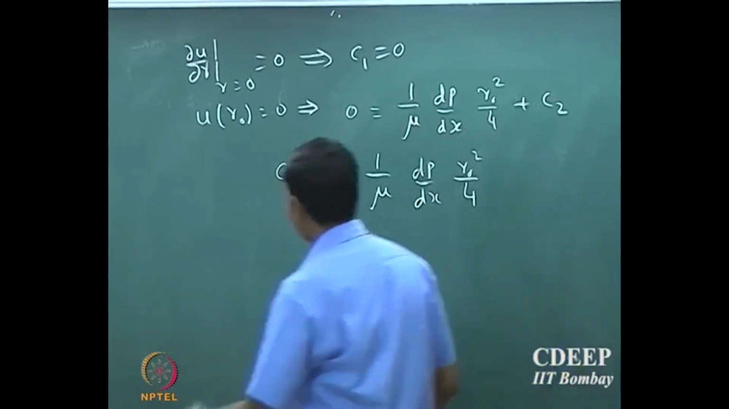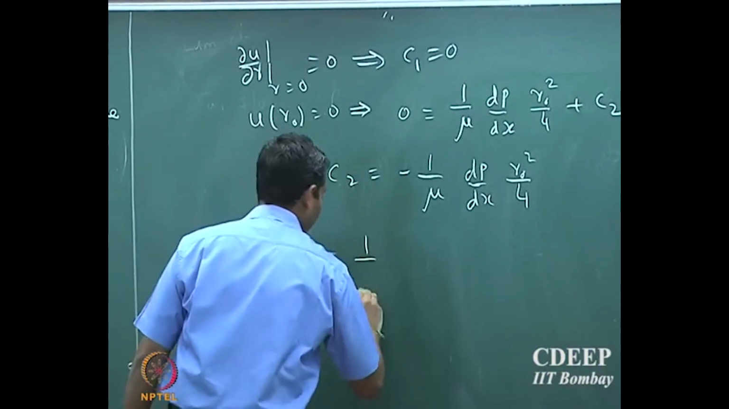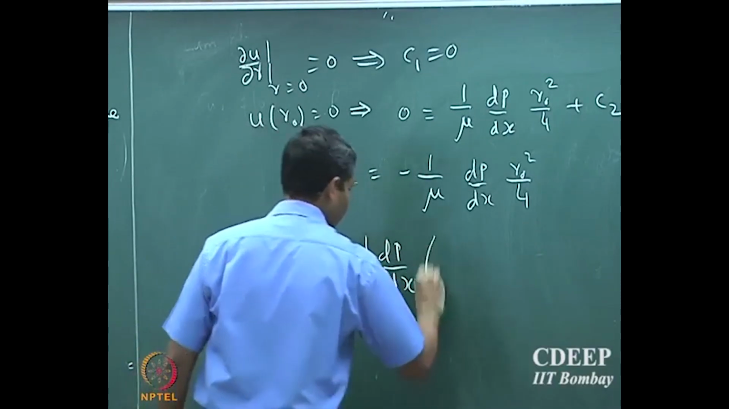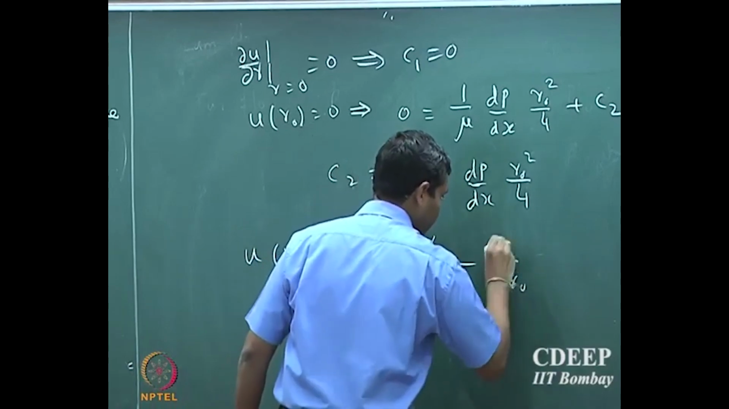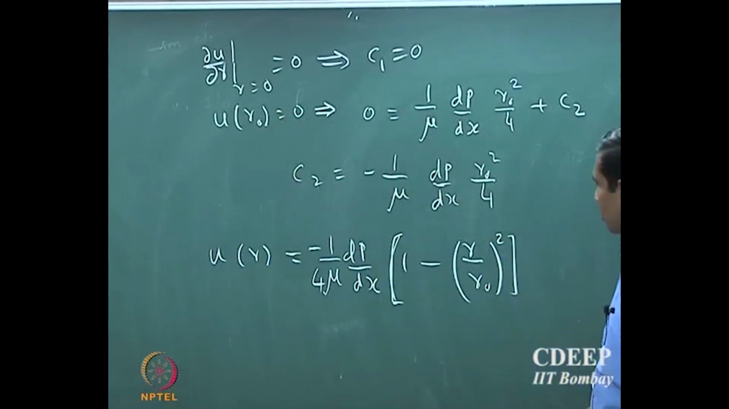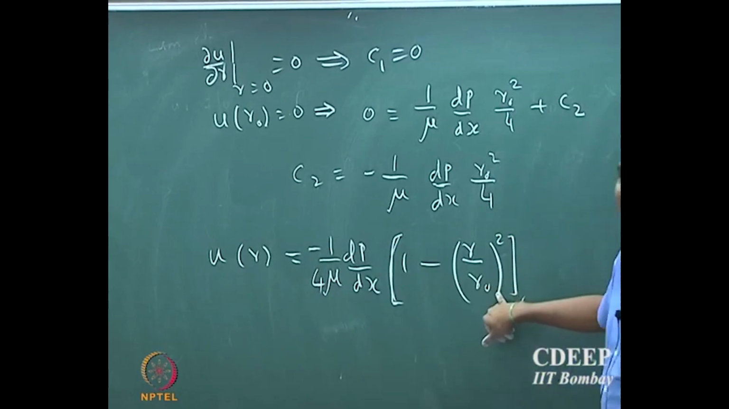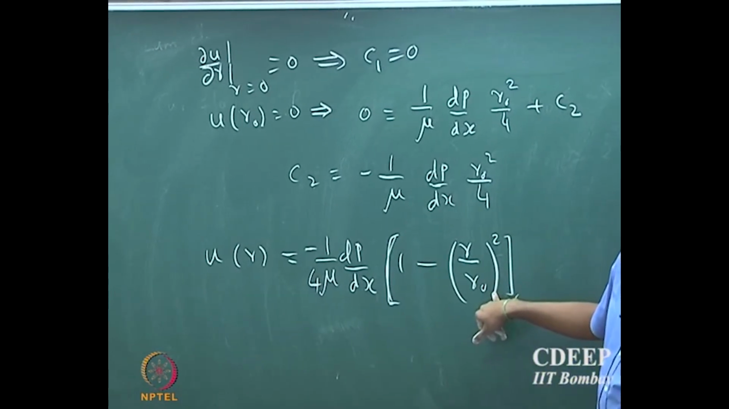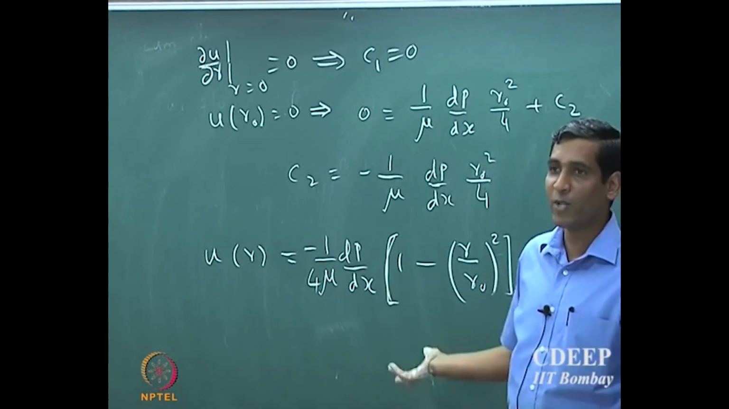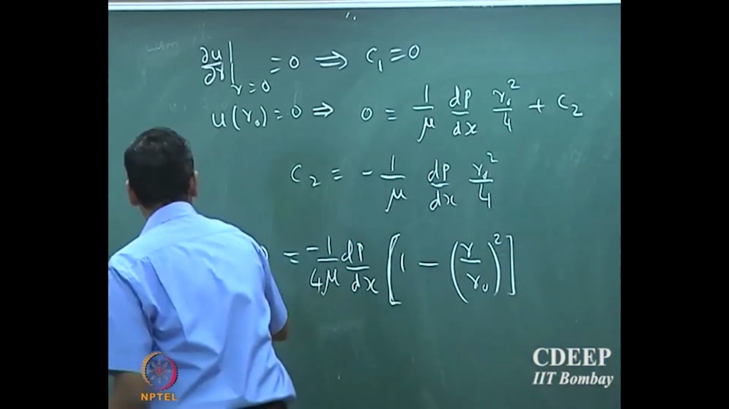So from this I can find the velocity profile. That will be 1 by mu dp by dx, so I can pull 4 out, 1 minus r by r naught the whole square. Okay. So note that I have pulled a minus sign outside. r by r naught is greater than 1 or less than 1? It's less than 1. So why is there a minus sign? Because dp by dx is negative, right?